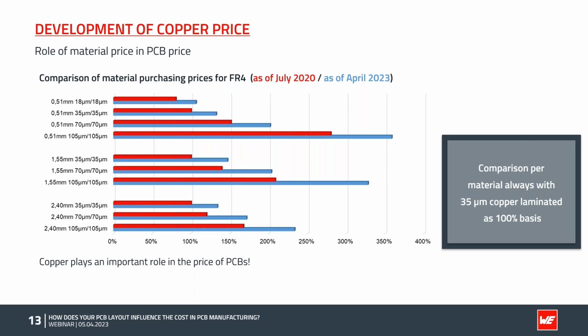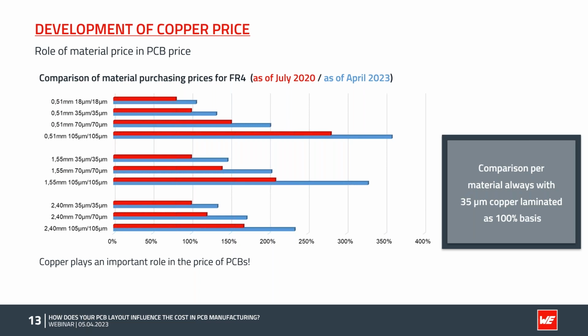But what else do you see? The comparison between 2020 and today. So the blue lines are again based 100% on the 0.51 or on the 35 micron price from 2020. You see that, especially for the high copper, we almost have a factor of 3.5 compared to 35 micron and compared to July 2020. So prices are going up, and it doesn't matter for which material.